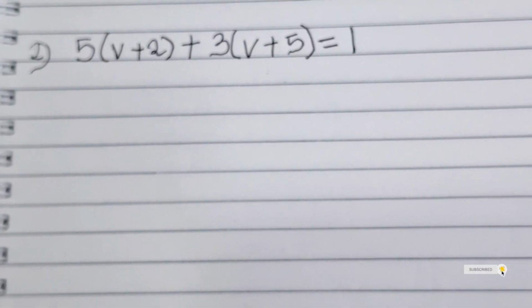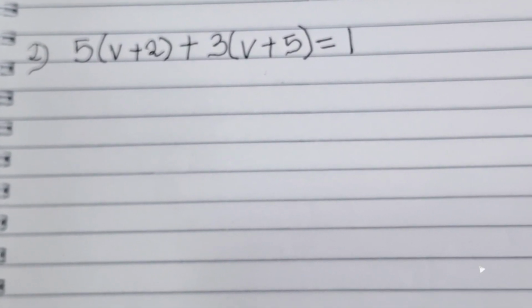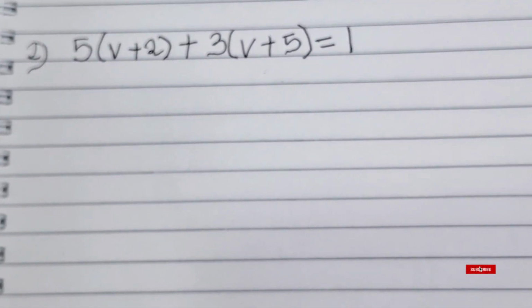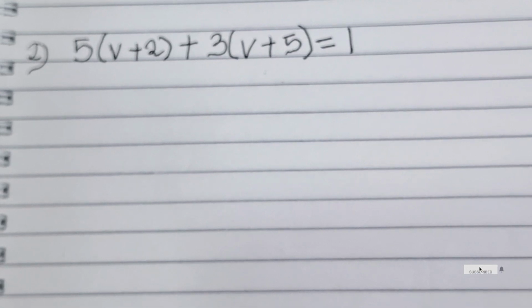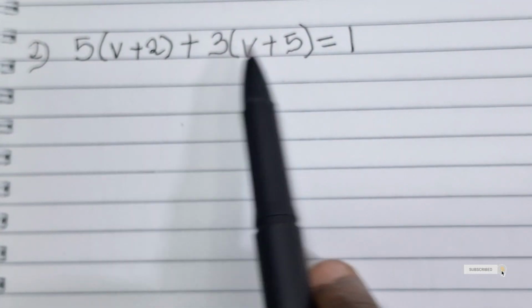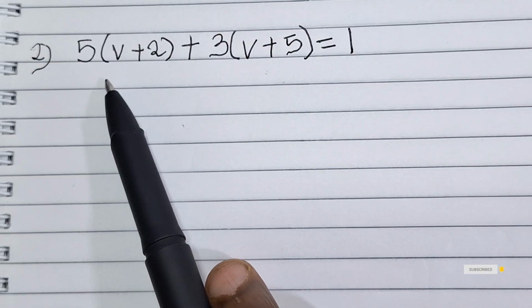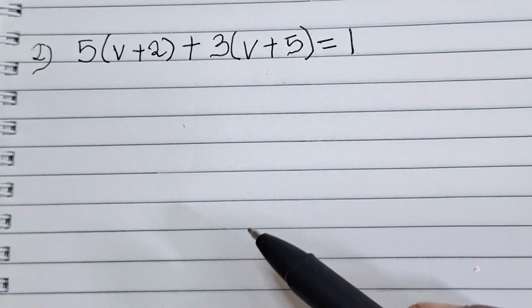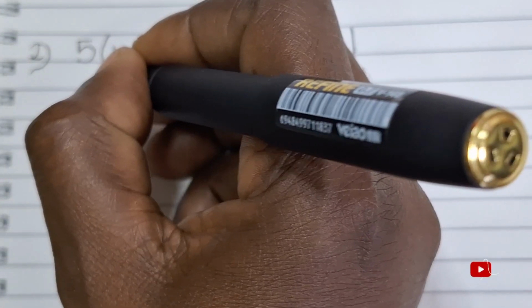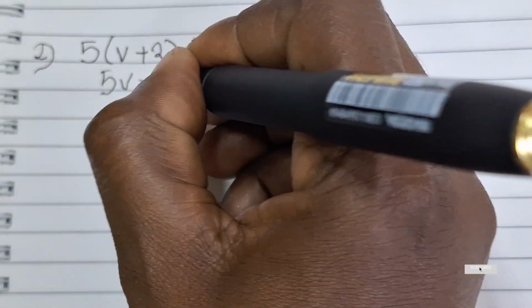Here is our example 2. And our example 2 says 5 open bracket v plus 2, close your bracket, plus 3 open bracket v plus 5, close your bracket, is equal to 1. First thing, we look inside the bracket. Can it be simplified? In this case, no. Then we open up the bracket with the numbers outside the bracket. 5 times v, 5v. 5 times plus 2 is plus 10.